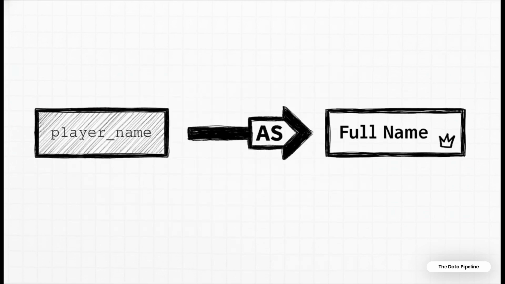Now, here's a pro tip. Database columns often have kind of clunky technical names like player_name. To make your final report look polished, you can rename them on the fly using the as keyword. So, player_name as full name. See that? This simple trick, called an alias, makes the final output so much cleaner and easier for anyone to read.